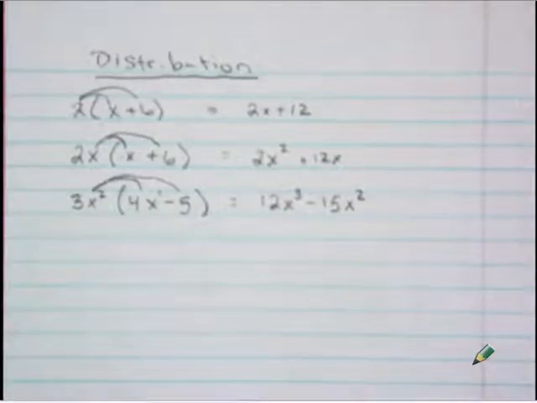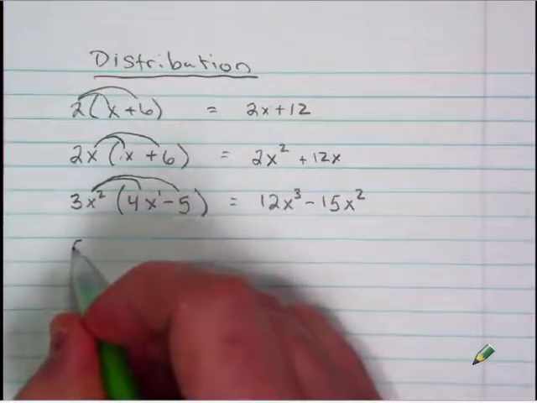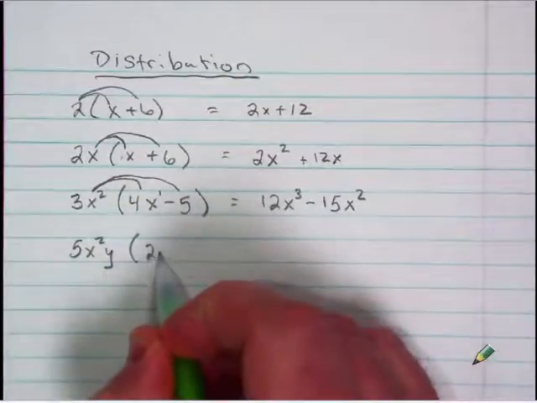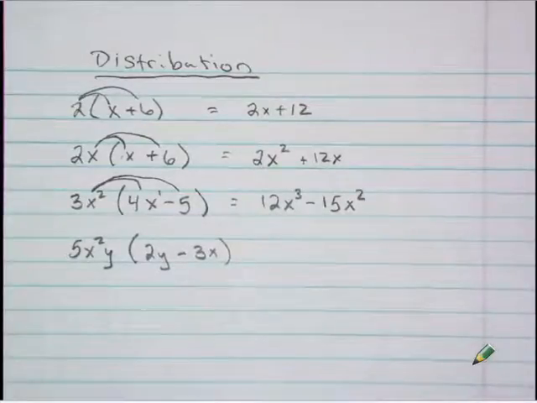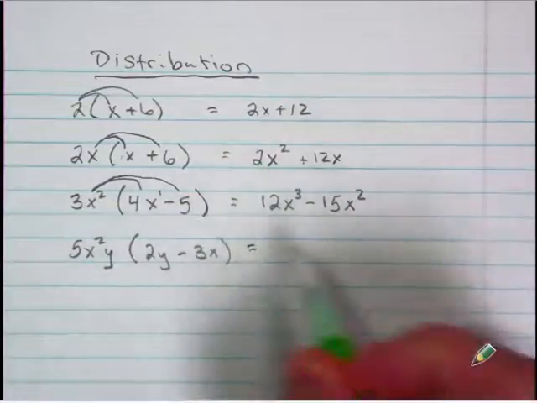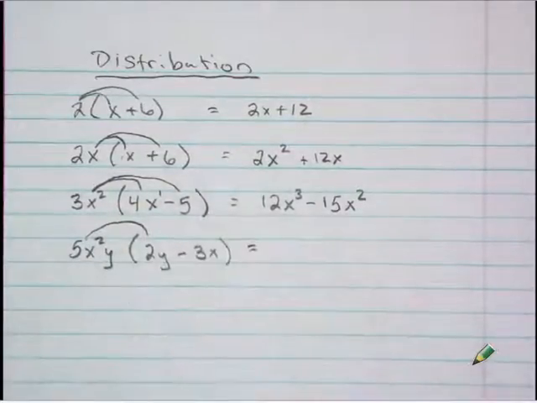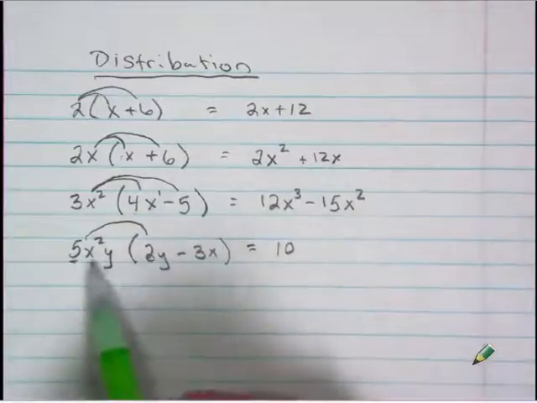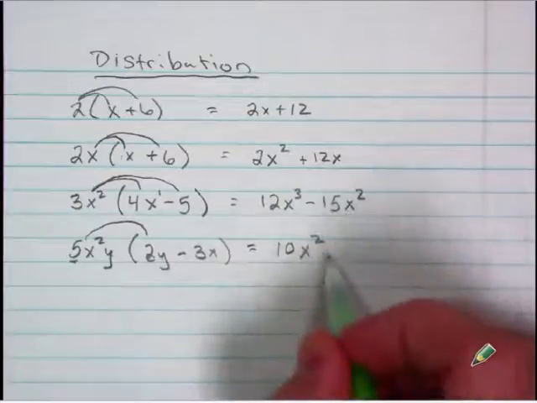I could even do it with multiple letters, or I could do something like 5x squared y times the quantity 2y minus 3x. That looks a lot nastier, but it doesn't change the way that we think about or do things. This is just 5x squared y times 2y. So I multiply the coefficients and get 10. I have x squared, and then a y times a y would be y squared.